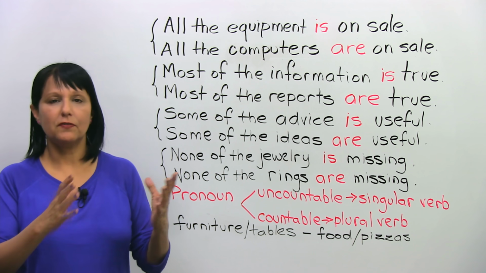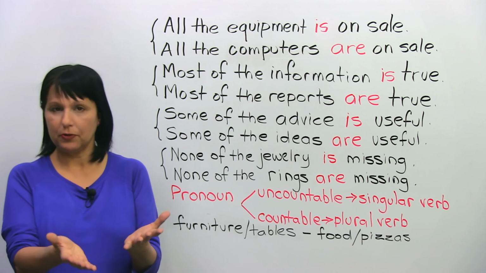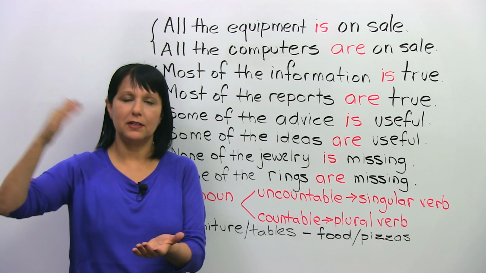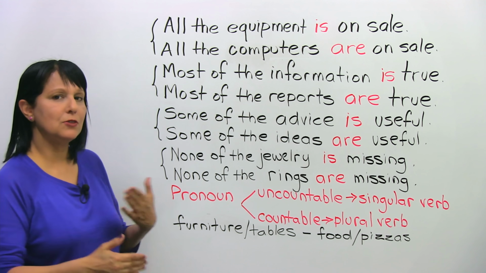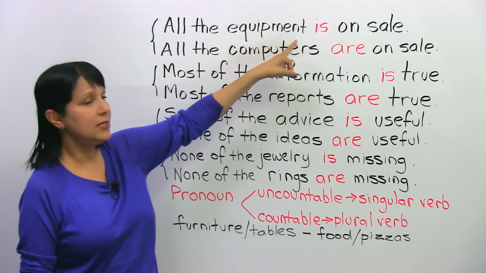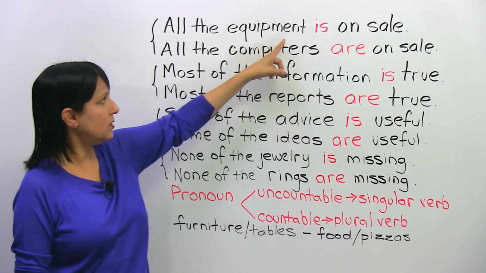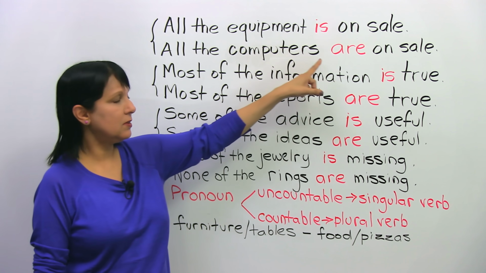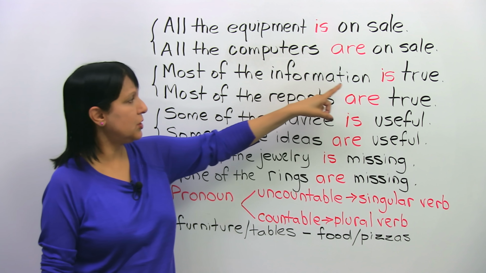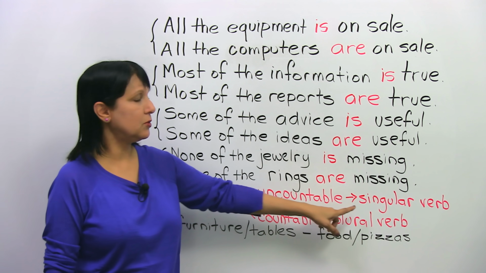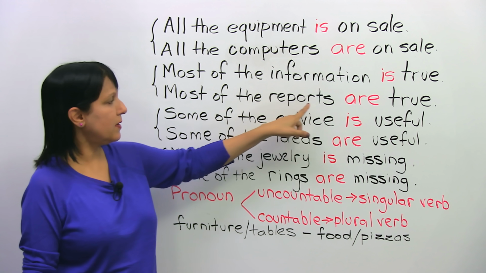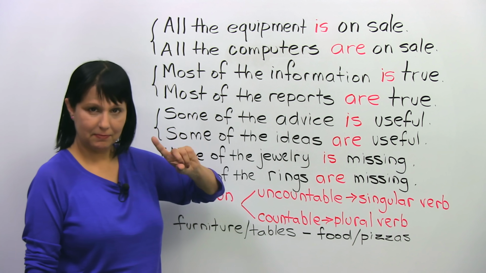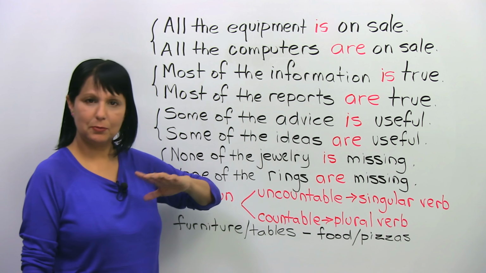There is a long list of uncountable nouns, and you should know that. You need to know that in English. So check the resource, and I've classified it for you, okay? But for now, let's look at the patterns. So the equipment is uncountable and singular, but the computers are countable, plural. The information is uncountable, singular. The reports are countable, plural, right? The advice is singular. The ideas are plural.